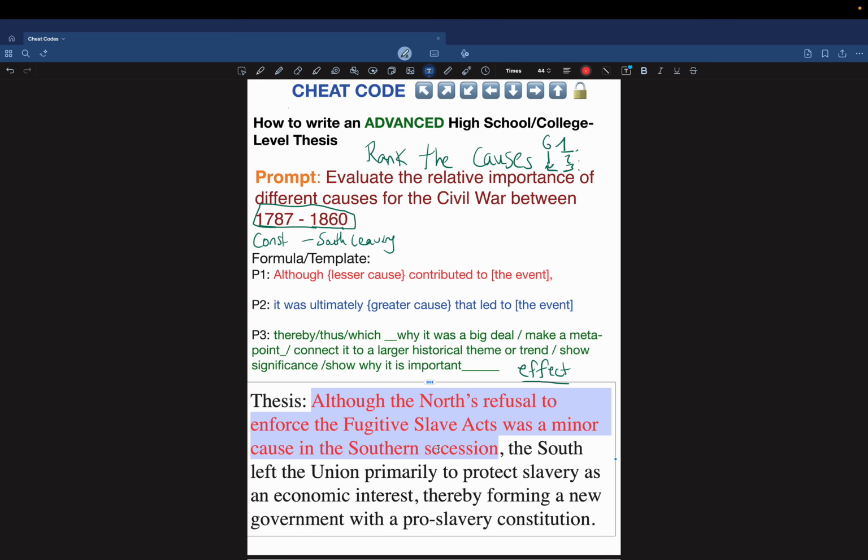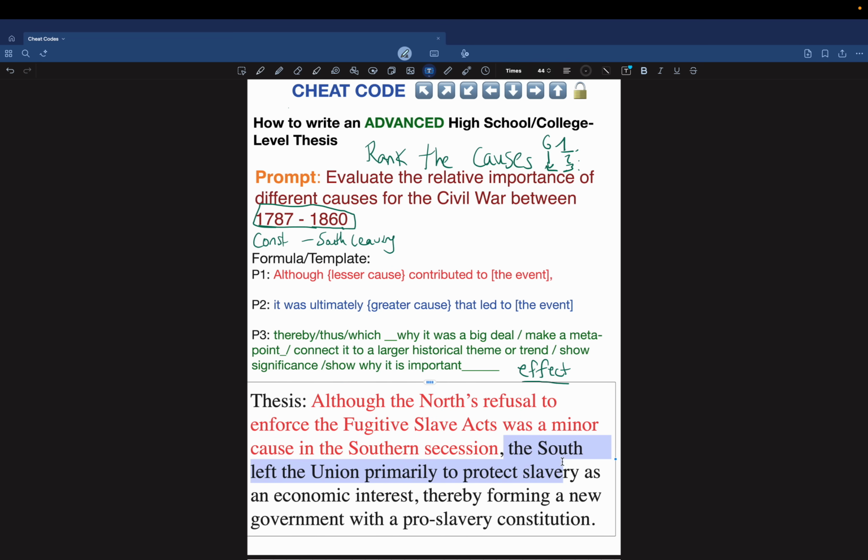Now again, I could have opened this up with tariffs. I could have opened up with Bleeding Kansas. There's many historical events within the timeline I could have written about, but just for time purposes and just to earn that thesis credit, I threw down one minor answer. Remember, there's multiple ways you could have written this.